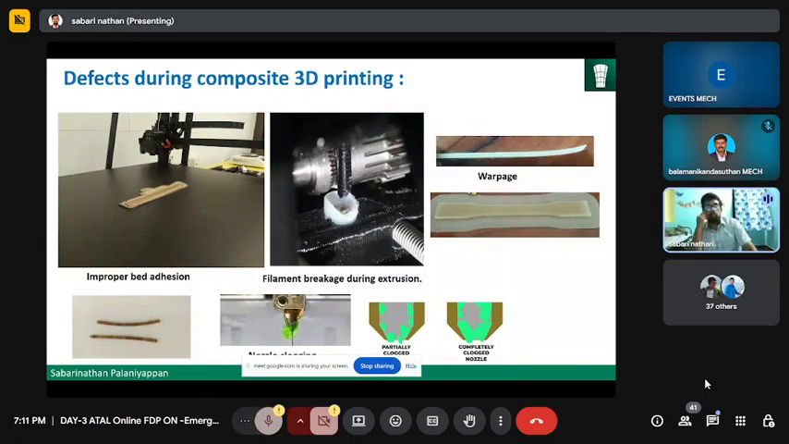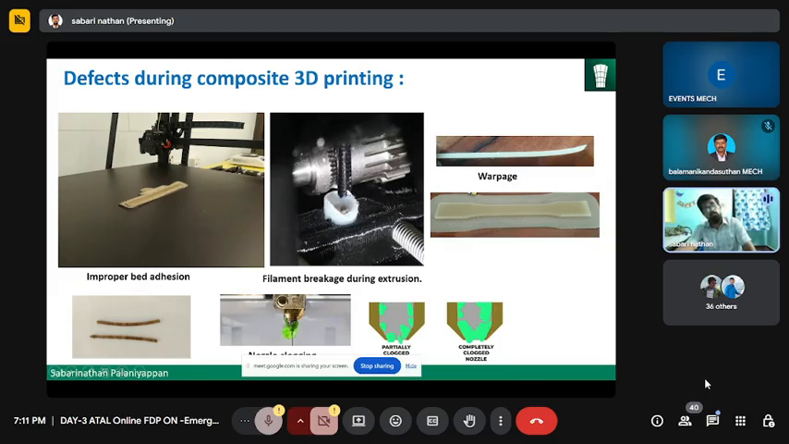Then during 3D printing, you will face a lot of difficulties. I have already told you about the warpage defect. This can be avoided with a raft support. It occurs when the material has a higher composition of wood-based particles. The bed adhesion was not good, so you need to put some kind of adhesive on the print bed surface to make the part print properly.